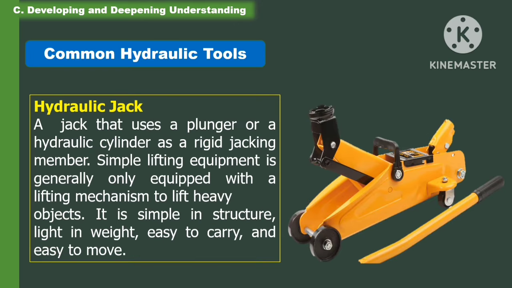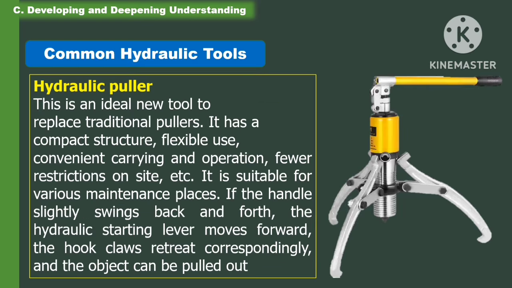Another example of hydraulic tools is the hydraulic jack. It is a jack that uses a plunger or a hydraulic cylinder as a rigid jacking member. This simple lifting equipment is generally only equipped with a lifting mechanism to lift heavy objects. It is simple in structure, light in weight, easy to carry, and easy to move.